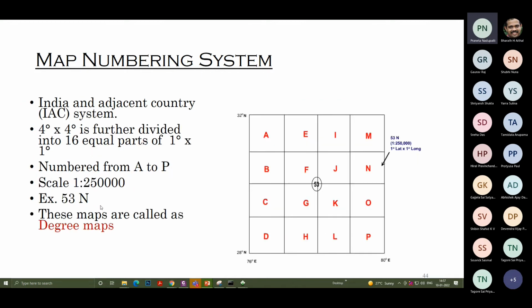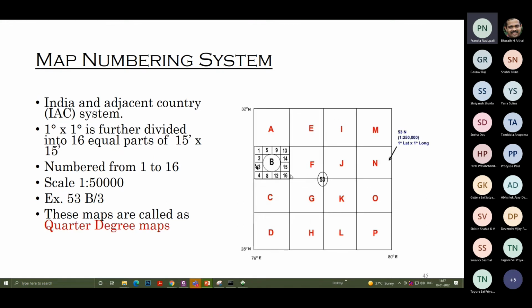Okay, so for example, we will detail out map number 53 here. When we see map number 53, it is further divided into 16 parts, all 1° to 1°. And this has a scale of 1:250,000. When we talk about this, we write it in terms of 53 north. These are called degree maps. Each section is 1° to 1° lat long.